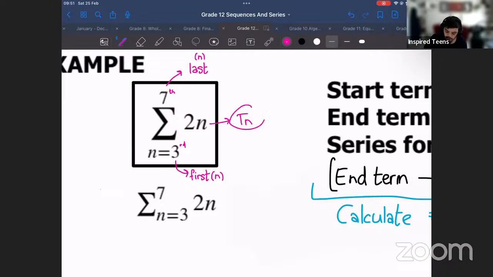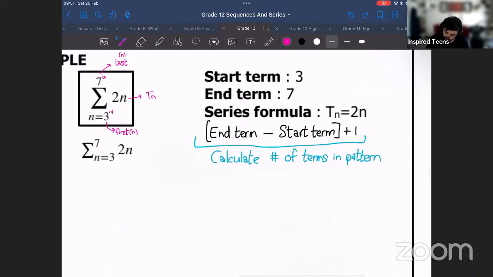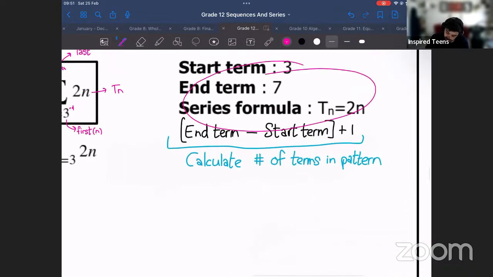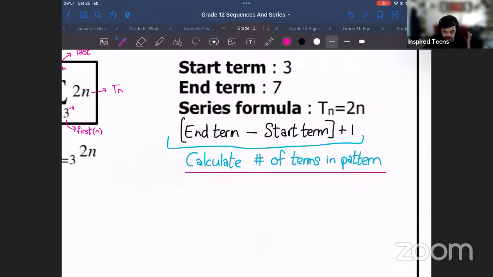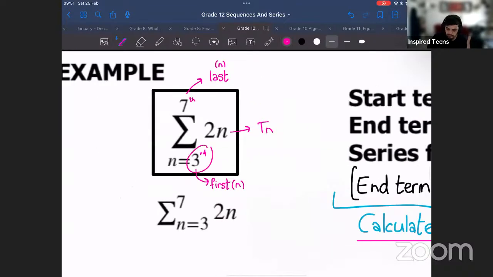And then, of course, this is Tn, the formula that calculates the pattern. Remember, we're dealing with the sum. They're giving us Tn, so this is just 2n. This is clearly linear. Now, how do we calculate the number of terms in a pattern? The hashtag means number, the number of terms in the pattern. We're working with the 3rd term first and then the 7th term last. So we're working with the 3rd, 4th, 5th, 6th, and 7th. In this case it's easy, you can count that there are 5 terms.